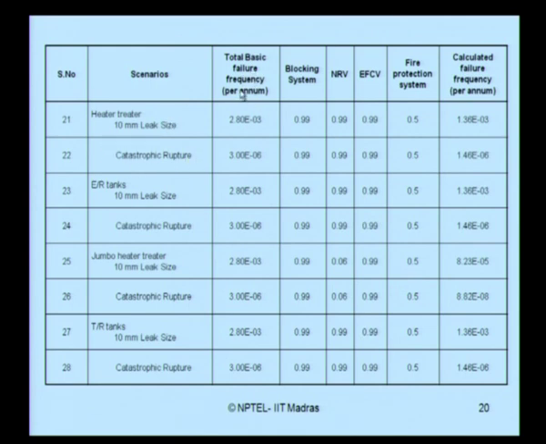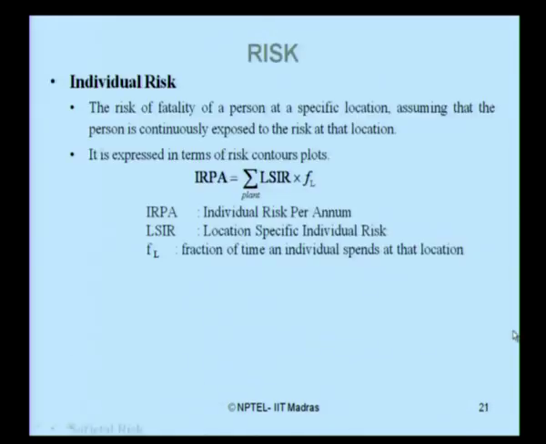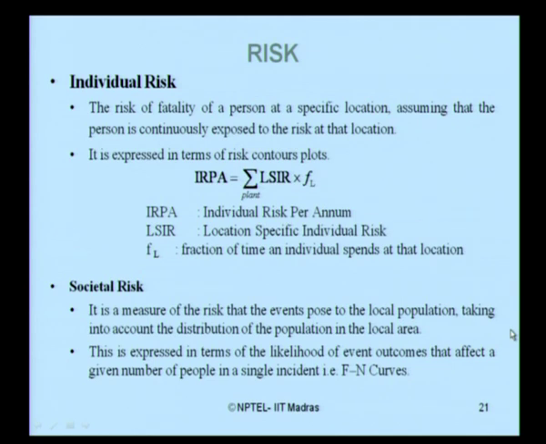The total basic failure frequency based upon previous experience of similar plant is available here. The blocking system is given some weightage, and the efficiency of the controlling system has been given some weightage. Based on these, I compute the calculated failure frequency per annum as 1.36 10 power minus 3 for a 10 mm size leak of a heater treater, and I can do that for almost all the vessels and tanks for different scenarios and so on. Once I do that, now I estimate what I call individual risk and societal risk. How do I get that?